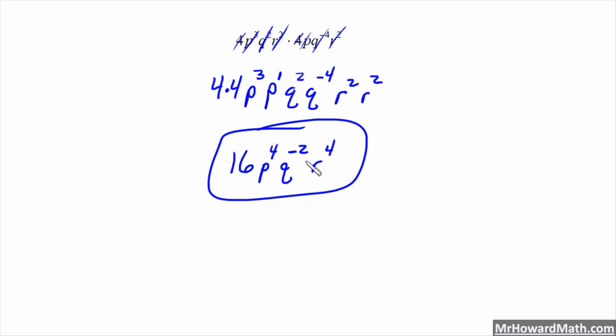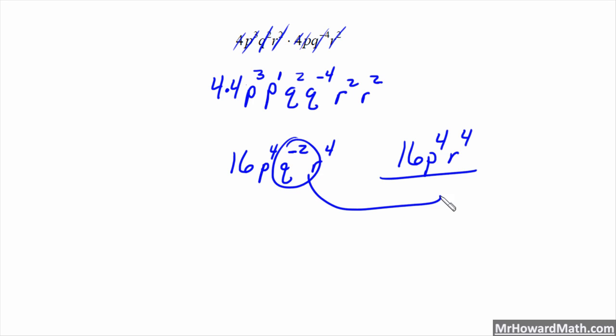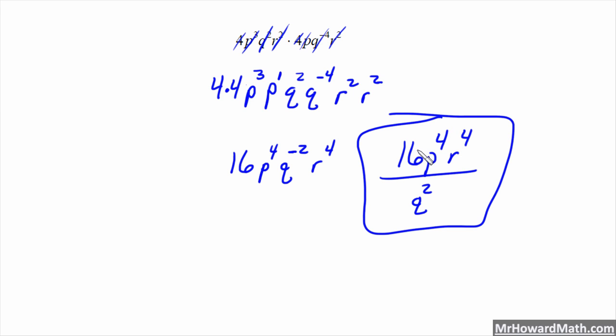Last step here, we have a negative exponent. We can't end that way, so we take this q to the negative 2 and move it down to the denominator. So we have 16 p to the 4th, r to the 4th on top, and then we're going to take this down to the denominator here. So q squared on bottom. So again, if you have a negative exponent and it's already on top like this one, you move it down to the denominator. If it were in the denominator already, we would move it up to the numerator and make the exponent positive. You want to end with only positive exponents. So that would be the answer for that problem.